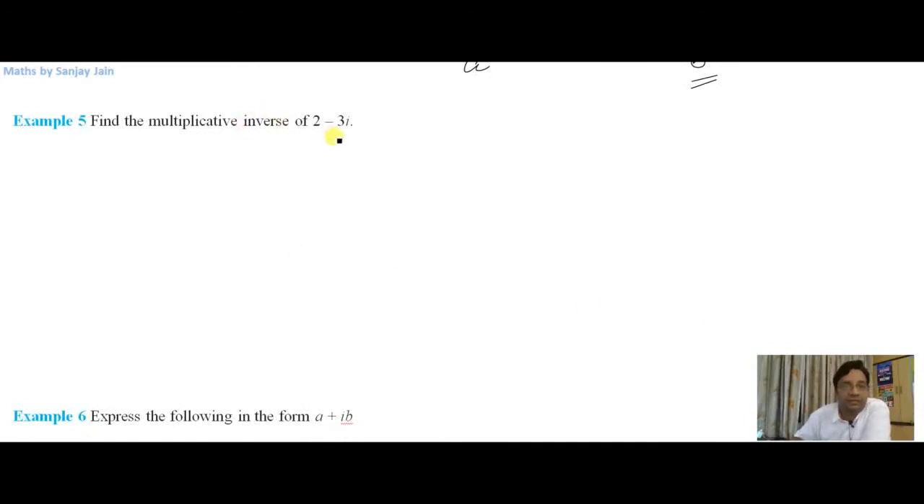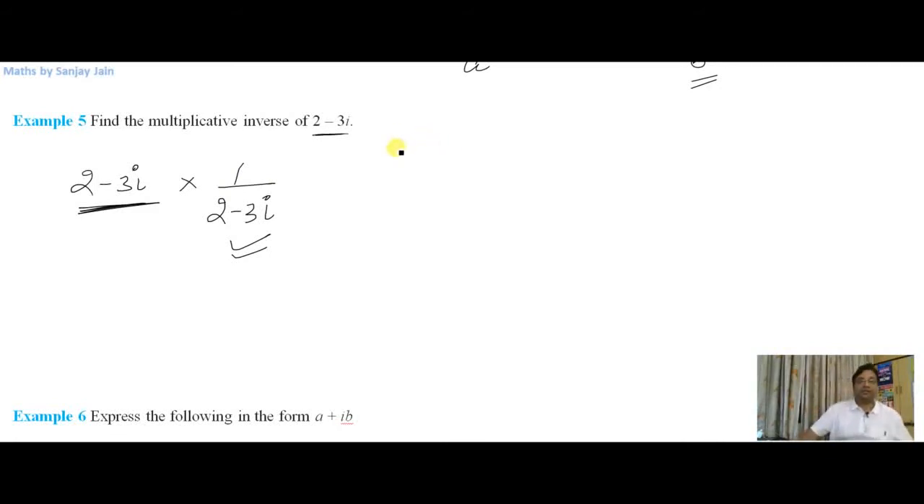Now multiplicative inverse of 2 minus 3 iota. We know multiplicative inverse is something, if I multiply it with, it should give me 1. So multiplicative inverse of 2 minus 3 iota is 1 upon 2 minus 3 iota. Now we will write it in a form where we do not have the complex part in denominator, right? So let us do that. So your answer is 1 upon 2 minus 3 iota.